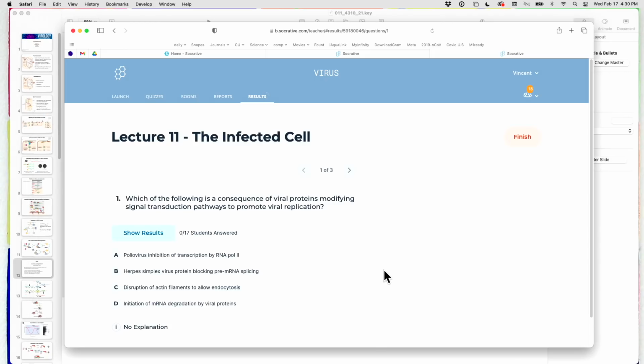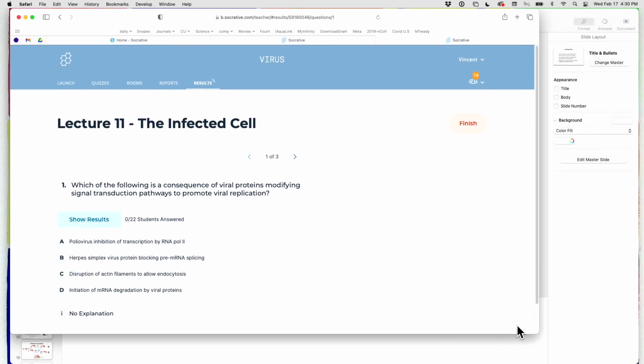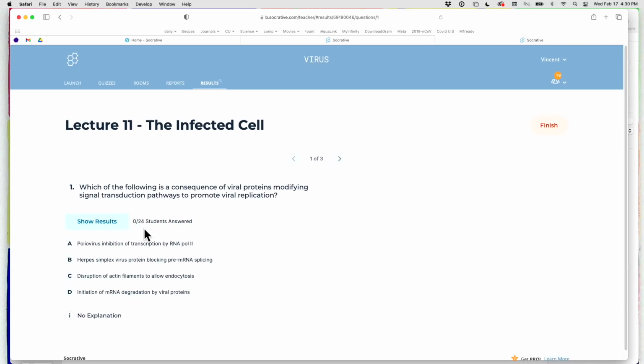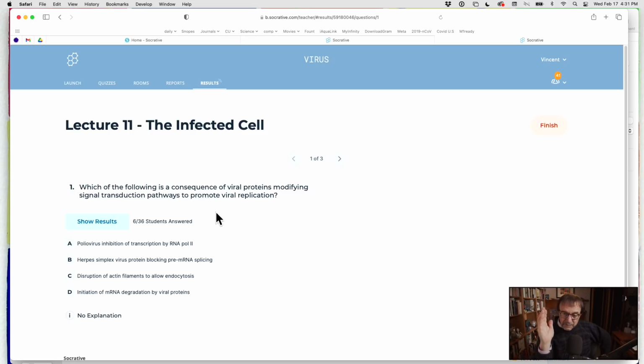First question, which of the following is a consequence of viral proteins modifying signal transduction pathways to promote viral replication? A, poliovirus inhibition of transcription by RNA Pol II; B, herpes simplex virus protein blocking pre-mRNA splicing; C, disruption of actin filaments to allow endocytosis; D, initiation of mRNA degradation by viral proteins. So remember, we want to know which ones are involved in signal transduction pathways.